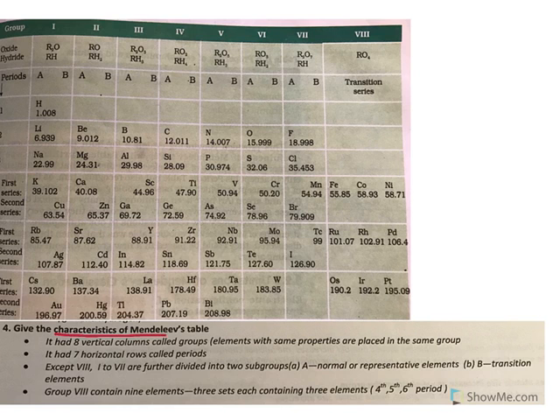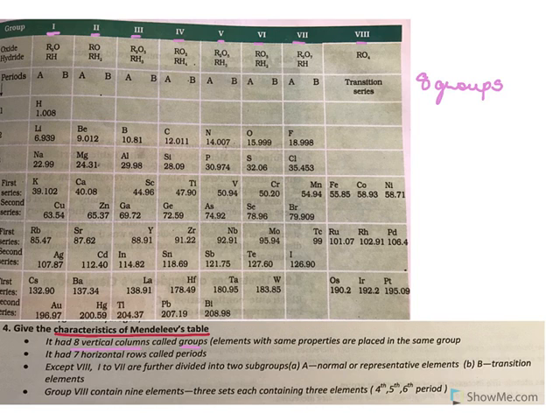We'll learn the characteristics of Mendeleev's table. The first point is it had 8 vertical columns called groups. So here we can see 1, 2, 3, 4, 5, 6, 7, 8 columns. So Mendeleev's table had 8 groups.